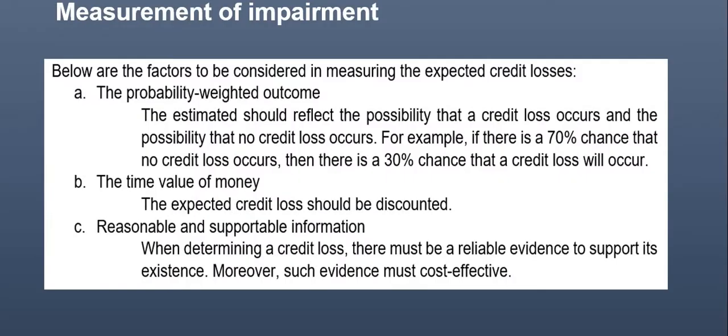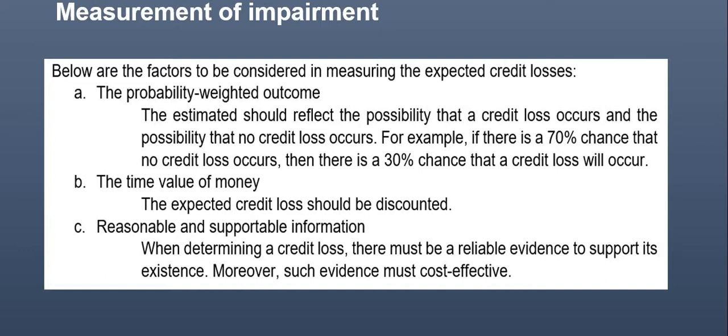So how do we measure the impairment? Below are the factors to be considered in measuring the expected credit losses. First, the probability weighted outcome. The estimated losses should reflect the possibility that a credit loss occurs and the possibility that no credit loss occurs. For example, a 70% chance that no credit loss occurs, or a 30% chance that a credit loss will occur. Second, the time value of money. The expected credit loss should be discounted, so this is where we compute the present value.